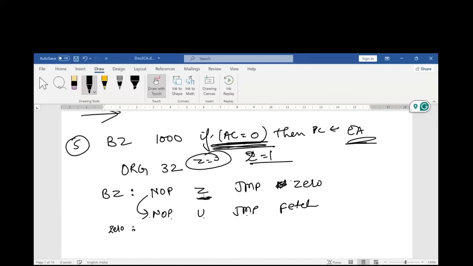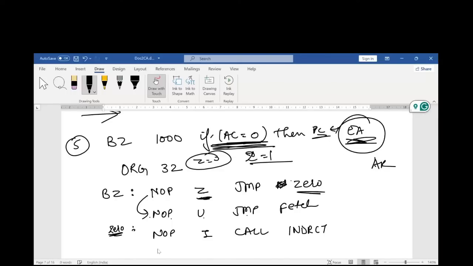But what if AC is 0? What if AC is 0? Jump to this label, and in this label what we will do is fetch the effective address. So how to fetch the effective address? No operation, I call indirect, and then transfer the content. Whatever you will be getting in AR, so AR to PC, do that now. AR to PC, you jump, fetch. Right? So this is the microprogram for BZ. Clear? I hope you don't have any doubt here now.